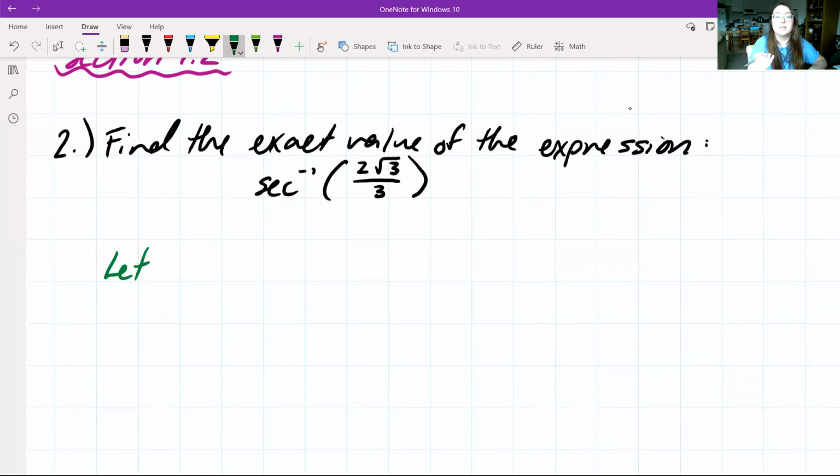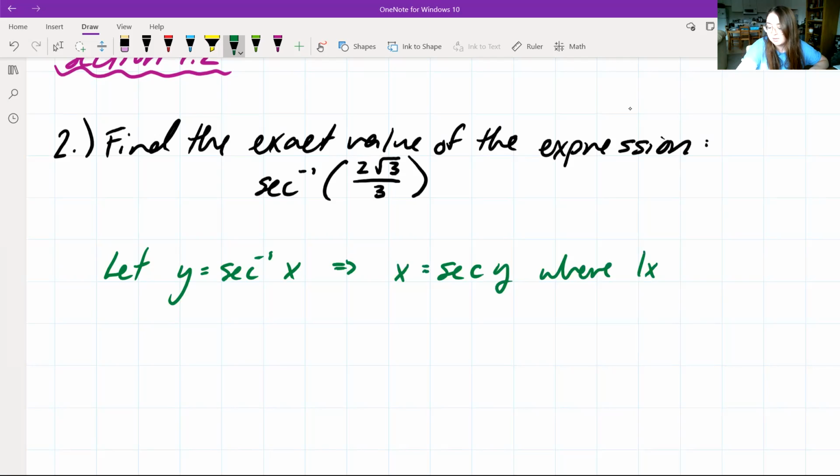Originally we would end up saying that we're going to let secant inverse of x be equal to y. So we're going to start with this and then we'll transfer this over to theta. If we let y equal secant inverse of x, then we know that x is equal to secant of y, where the absolute value of x is greater than or equal to 1, and y is contained in the interval 0 to pi, and it is not pi over 2.